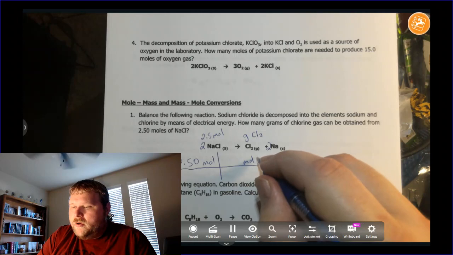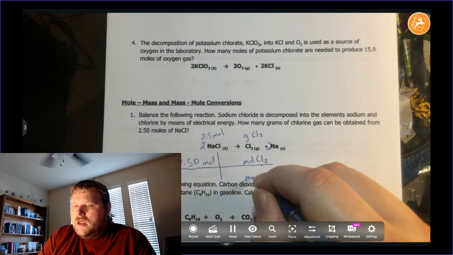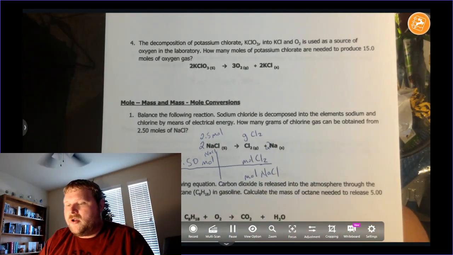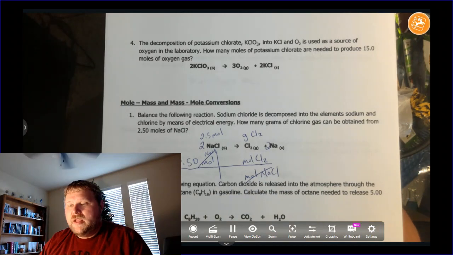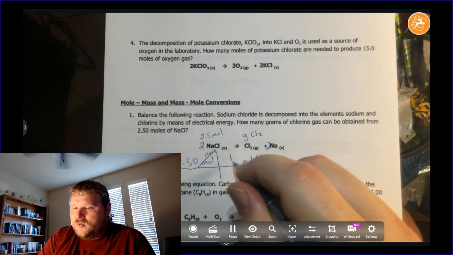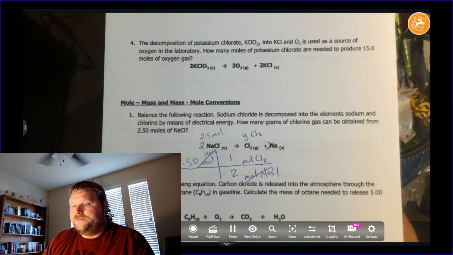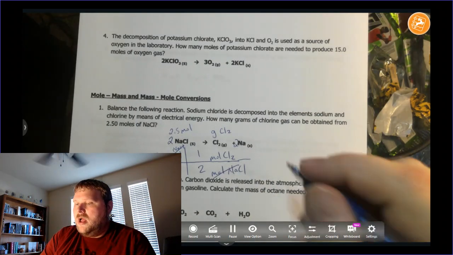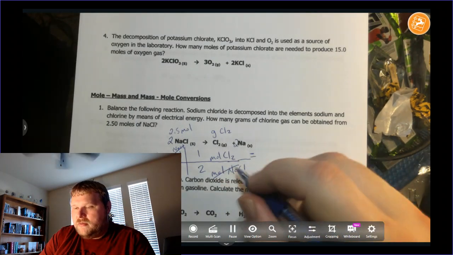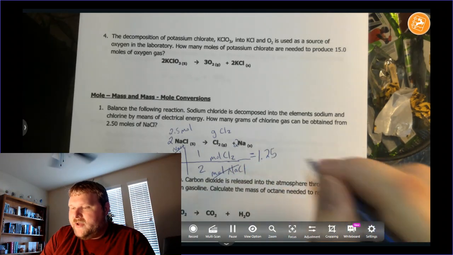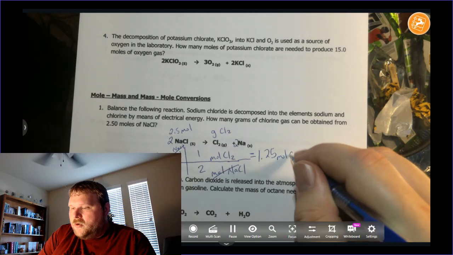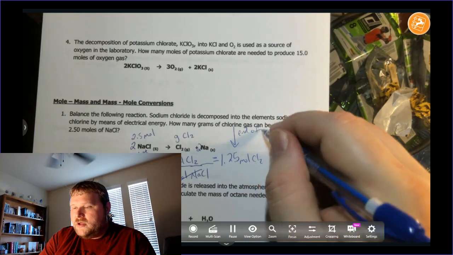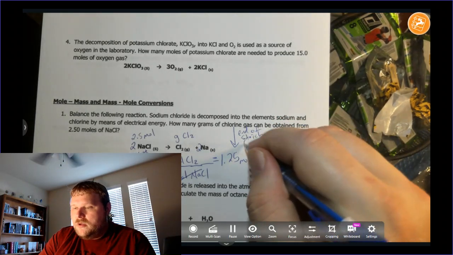So moles of chlorine on top is what I'm looking for. And I want moles, I should have put NaCl here. Moles of NaCl is my starting point, and they'll cancel. So that ratio from our balanced equation is 1 to 2. All right, now I'm going to stop at this point and simplify. So we have 1.25, excuse me, moles of chlorine. And because I want you to see here, this is the end of step 1, end of Stoich, which is step 1.